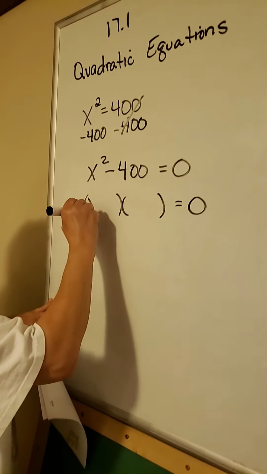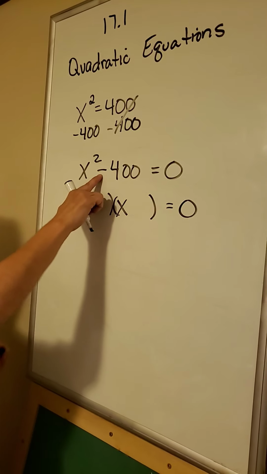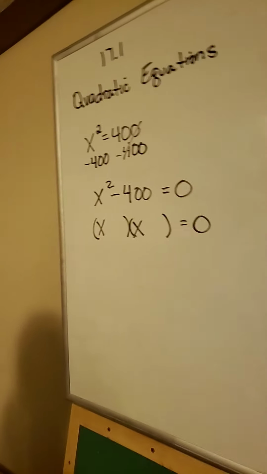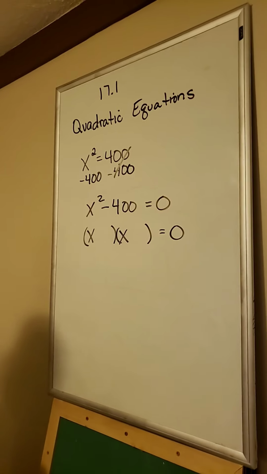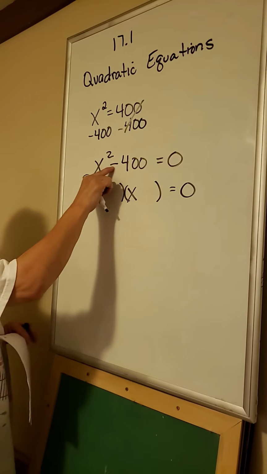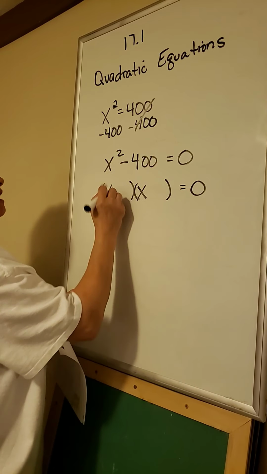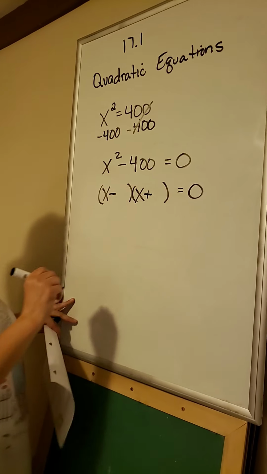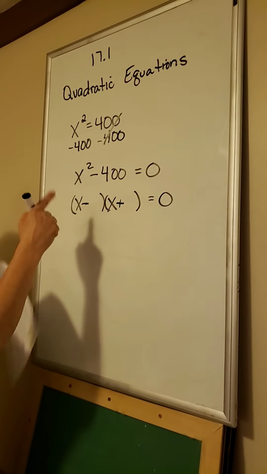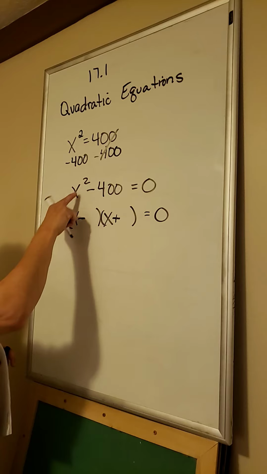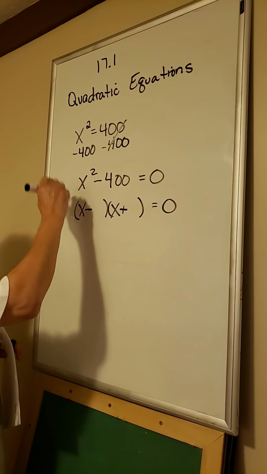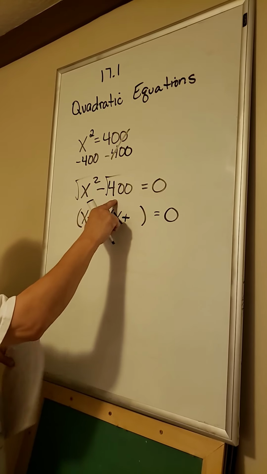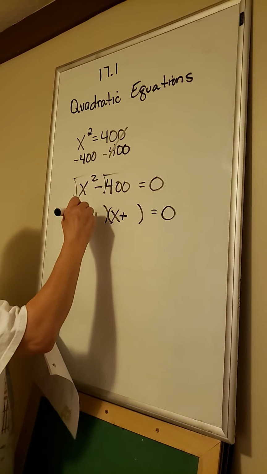So our a has to be just x. Now, when we look at this, we can see it's subtraction. So what we're talking about are perfect squares. And our perfect squares, when this is subtraction, we're going to have, for one of our signs, minus, and one of them is going to be plus. So if we think about this idea of perfect squares, if we take x squared, the square root of it, we get x. If we take 400, the square root, we're going to get what? 20.